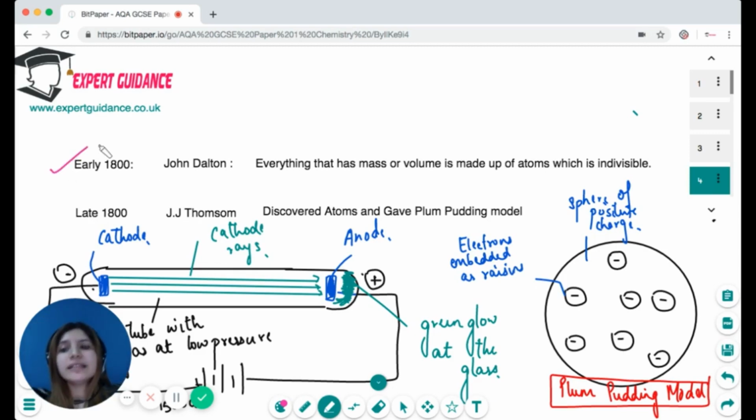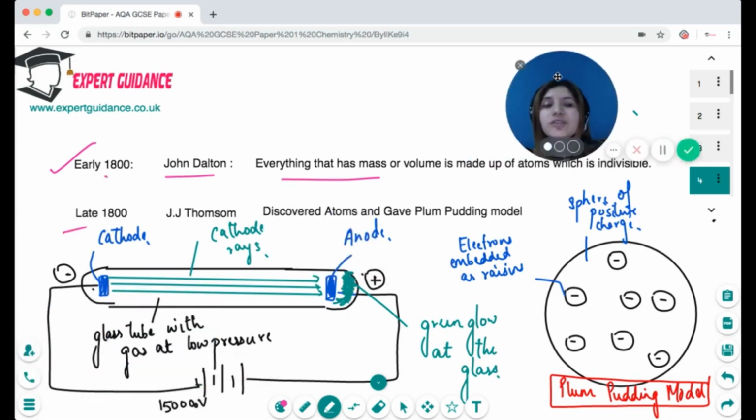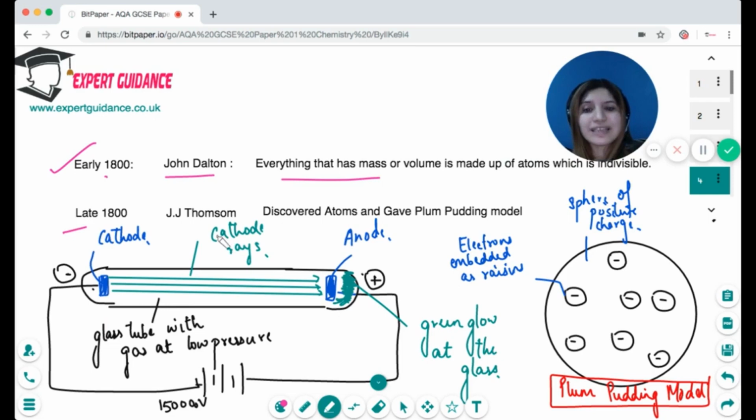So in early 1800, there was John Dalton, and he said that everything that has mass or volume is made up of atoms, and you cannot divide atoms further. Late in 1800 came another scientist called J.J. Thomson. Now what he did was, he took a glass tube, and in this glass tube, he kept a gas at a very low pressure. The gas tube had a cathode and an anode, and it was given a very high voltage, around 150,000 volts.